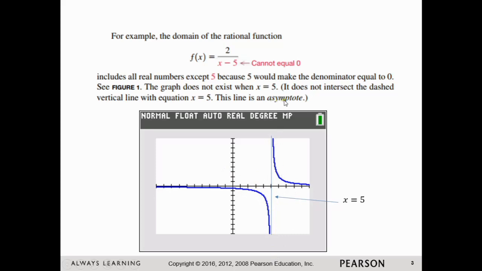We call this, new word here, an asymptote. But what you really want to take away from this is that whatever makes the denominator 0 is excluded from the domain. Notice that x will never equal 5 because it's excluded from the domain.